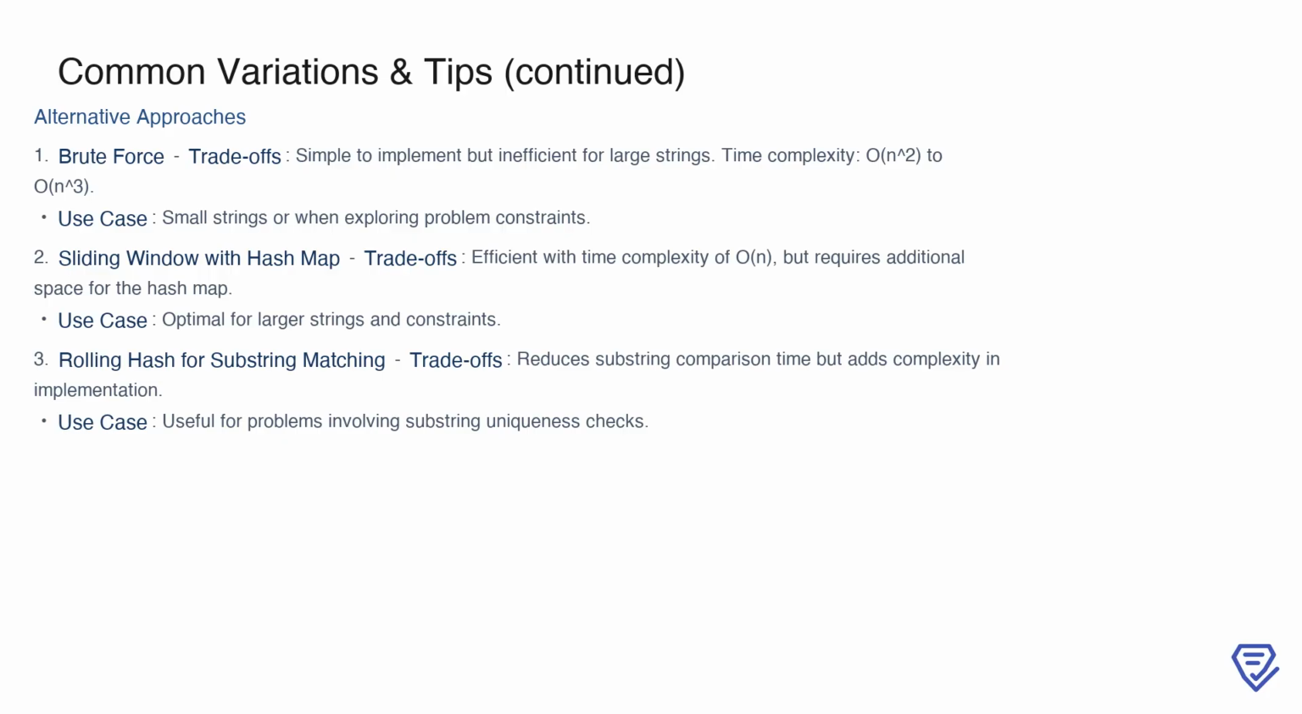Another advanced technique is the rolling hash, which speeds up substring comparisons by hashing substrings dynamically. While this reduces comparison time, it introduces extra complexity in implementation, making it more appropriate for scenarios where substring uniqueness checks are critical. By understanding the strengths and weaknesses of these approaches, you can choose the one that best fits the problem's size and constraints while tailoring your implementation to the specific requirements.